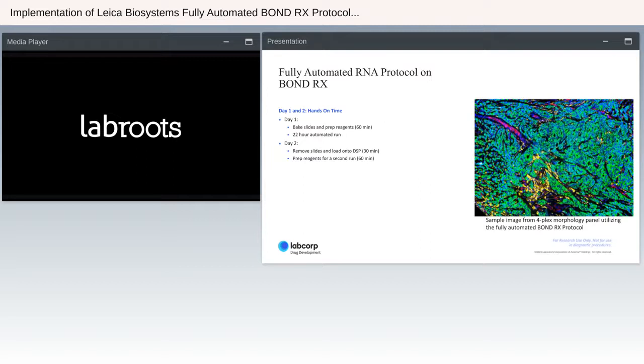So again, this really is a way that we can improve turnaround time and improve throughput. And over on the right, this is a picture of a 4-plex morphology panel, and this was utilized with the fully automated Bond RX protocol. So we're still getting great staining detail, and we're not losing any quality in the data because of the fully automated run.